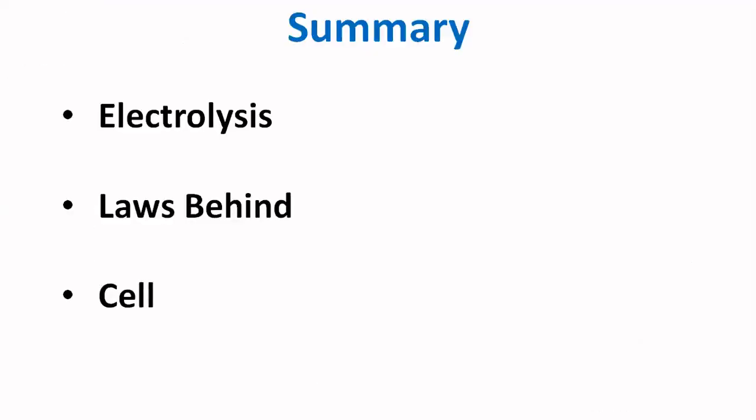And now I come to the summary of the entire session. First, electrolysis. Electrolysis is nothing but a chemical reaction that takes place between an electrode and an electrolyte. And the main law behind this electrolysis is Faraday's law. It was explained with the help of equations. And finally, we discussed the cell, which is a device which converts chemical energy into electrical energy.